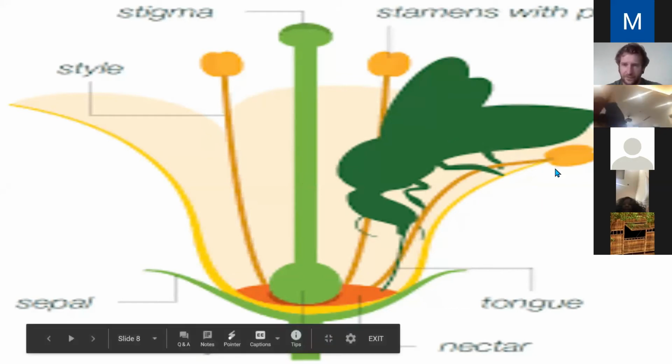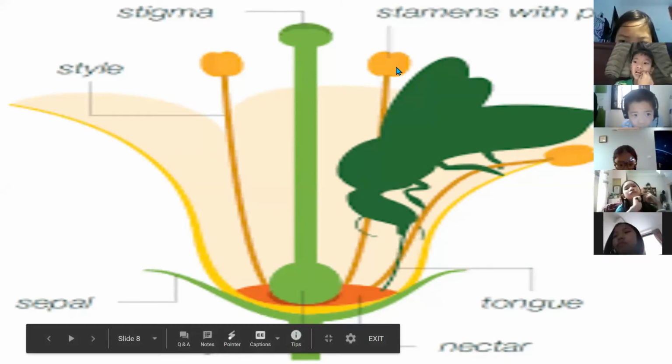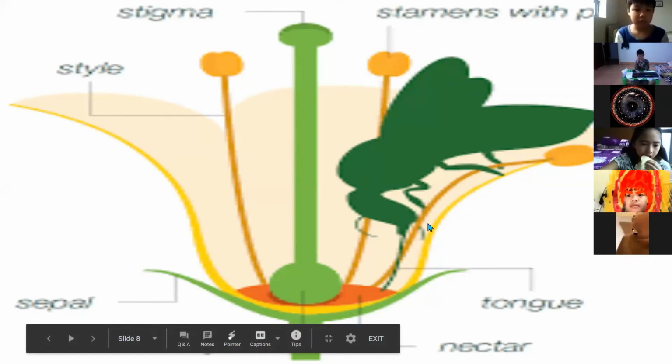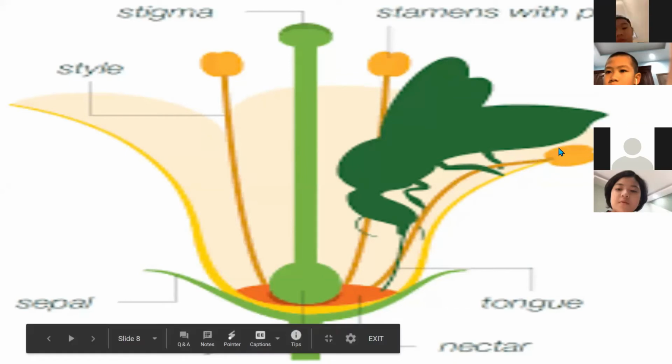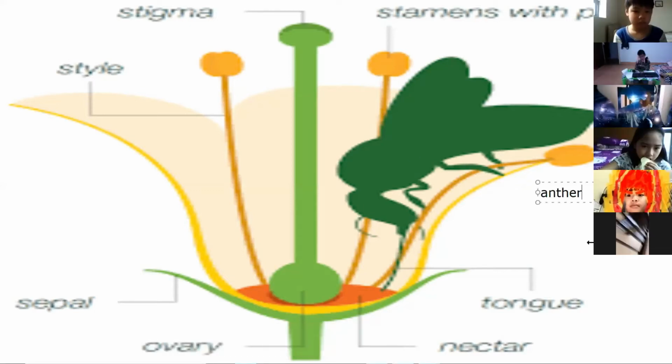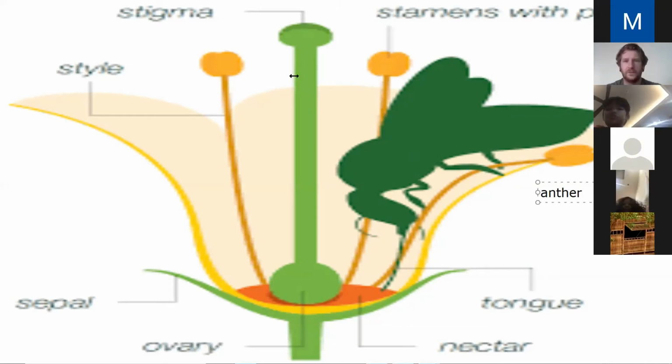So what happens is, as the bee comes in and drinks the nectar at the bottom, you have the stamen. So you have this filament, which is this long bit, and the anther. So I'm going to put that up for you there. Anther is this bit, and filament is this bit. So filament just holds up the anther. The anther is where all the pollen grains are, okay?